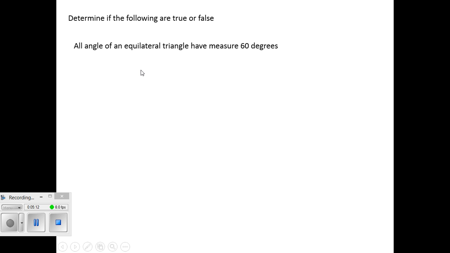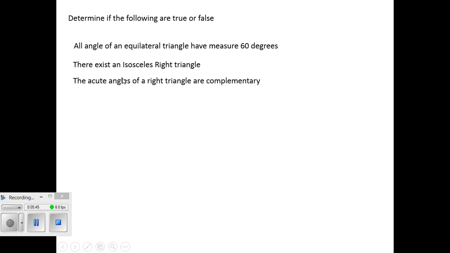Let's determine whether the following are true. All angles of an equilateral triangle have measure 60 degrees. Well, equilateral says all sides are equal, but we're going to find out that if all sides are equal, all angles are equal, and if all the angles add to 180, then each angle is going to be 60. Is there such a thing as an isosceles right triangle? I think that's a contradiction, because this says it has one right angle, okay, and this says it is isosceles. Oh, I'm sorry. Yes, you can have an isosceles right triangle.